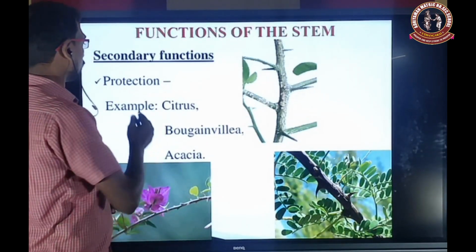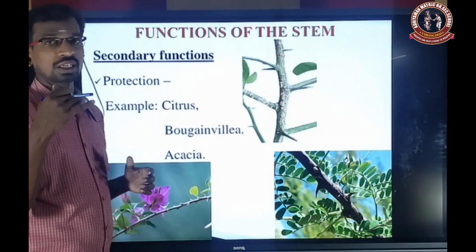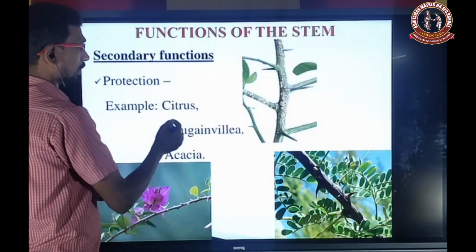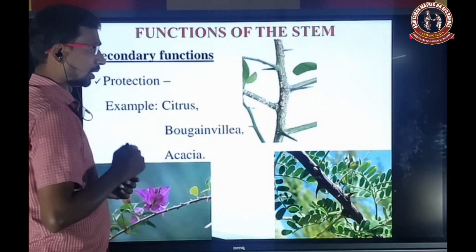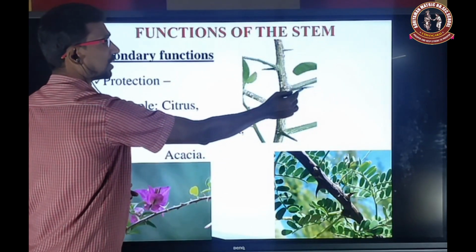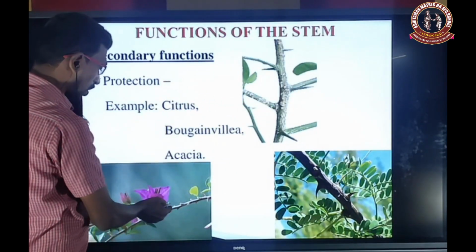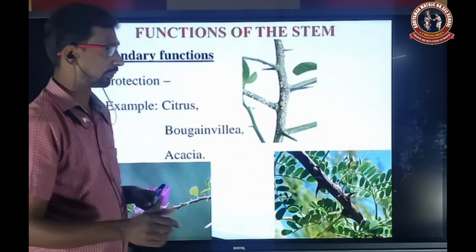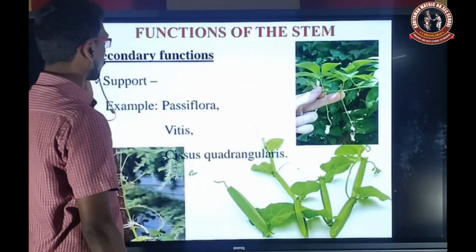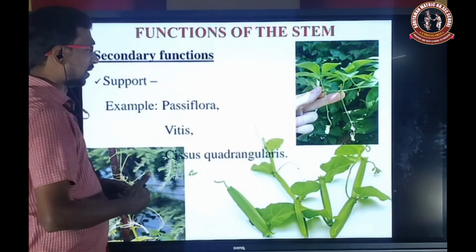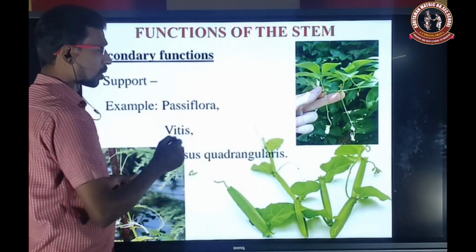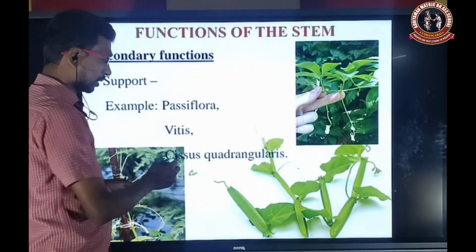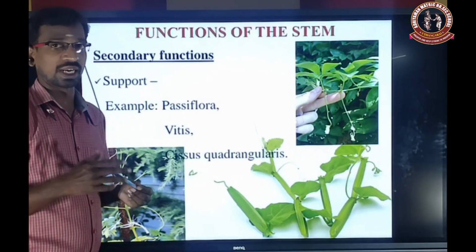Another secondary function is protection. It gives protection from enemies. Citrus, Bougainvillea, Acacia. In Citrus there is a thorn-like structure, and in Bougainvillea the thorn-like structure is present. In Acacia also, the thorn-like structure. And support: Passiflora, Vitis, Cissus quadrangularis. Vitis is the grape. Cissus quadrangularis has a tendril.